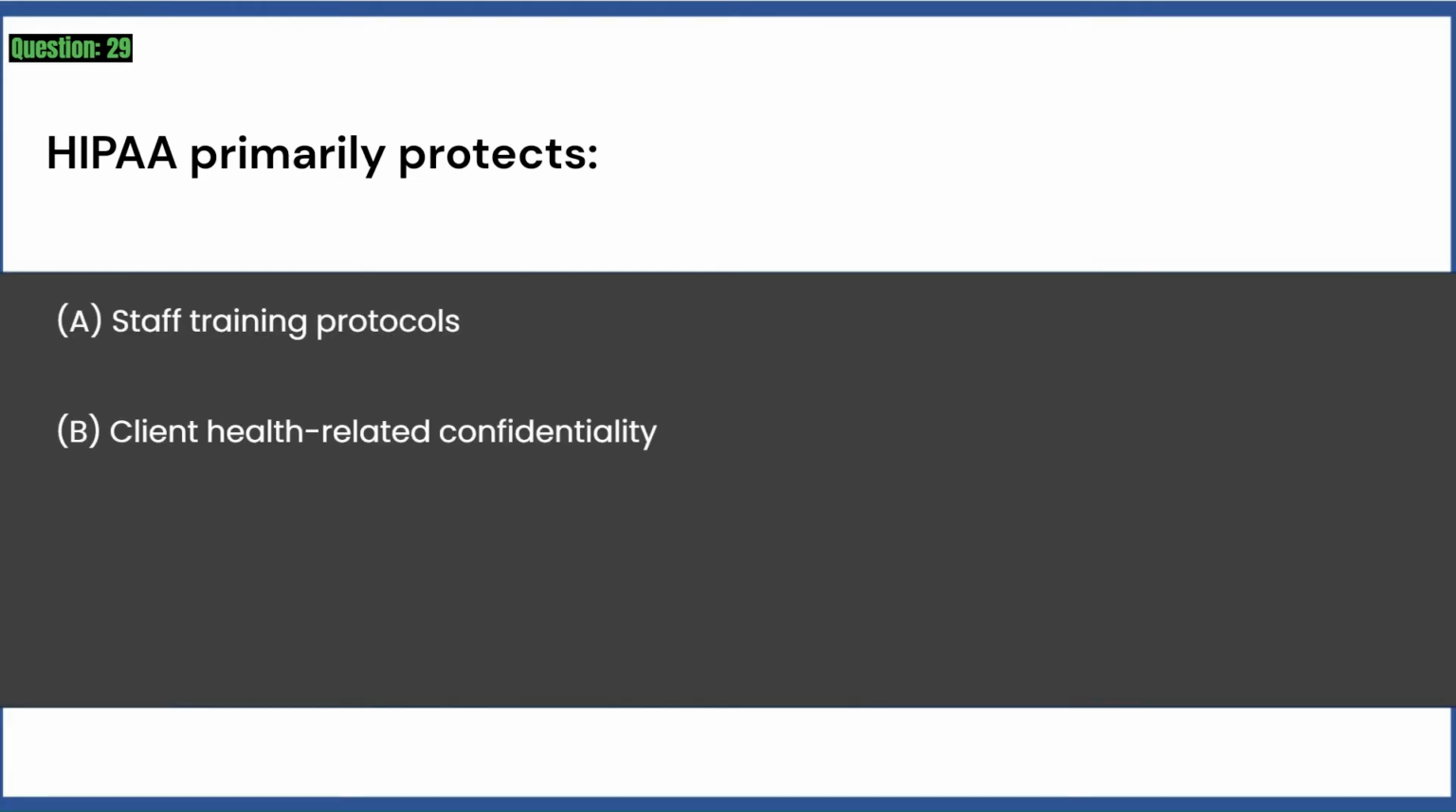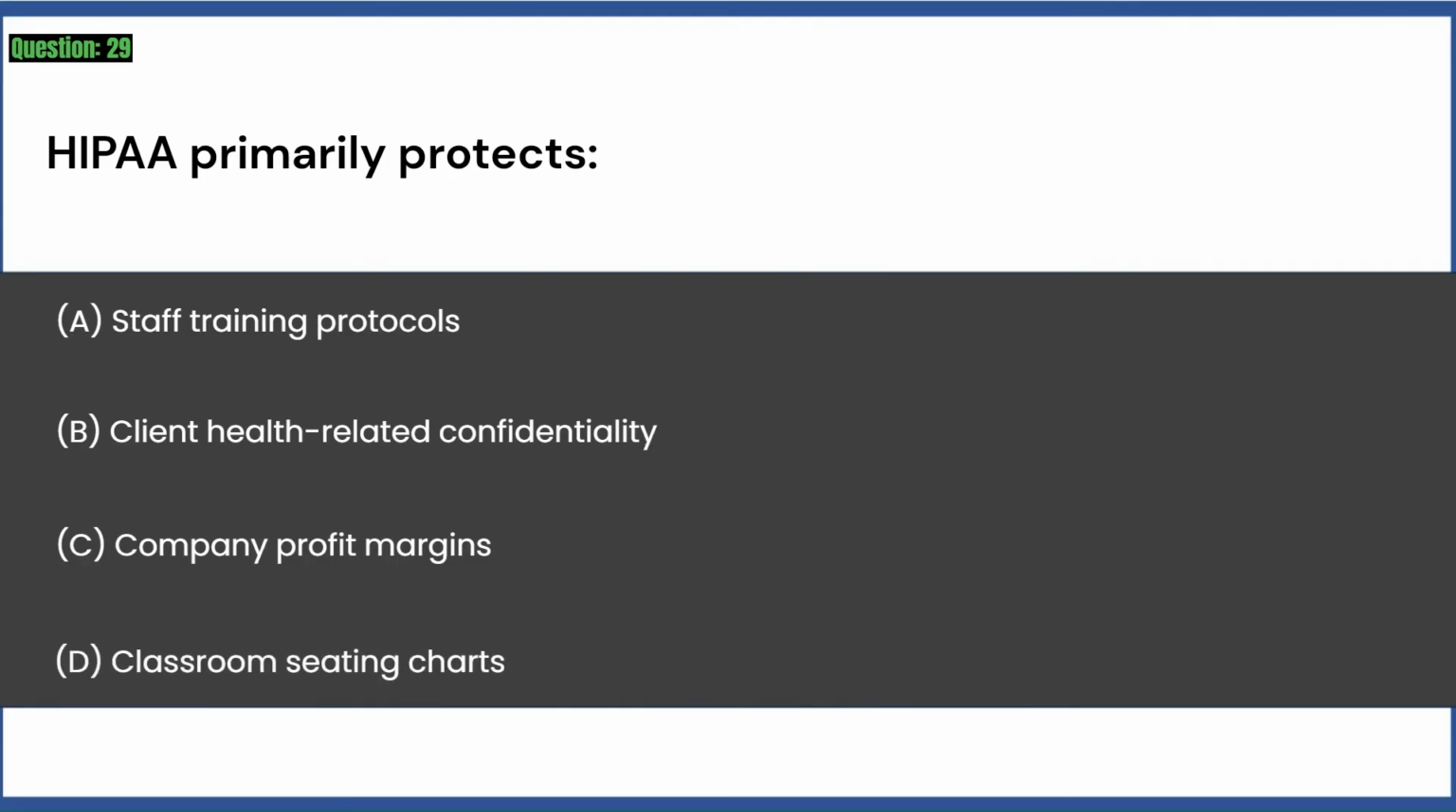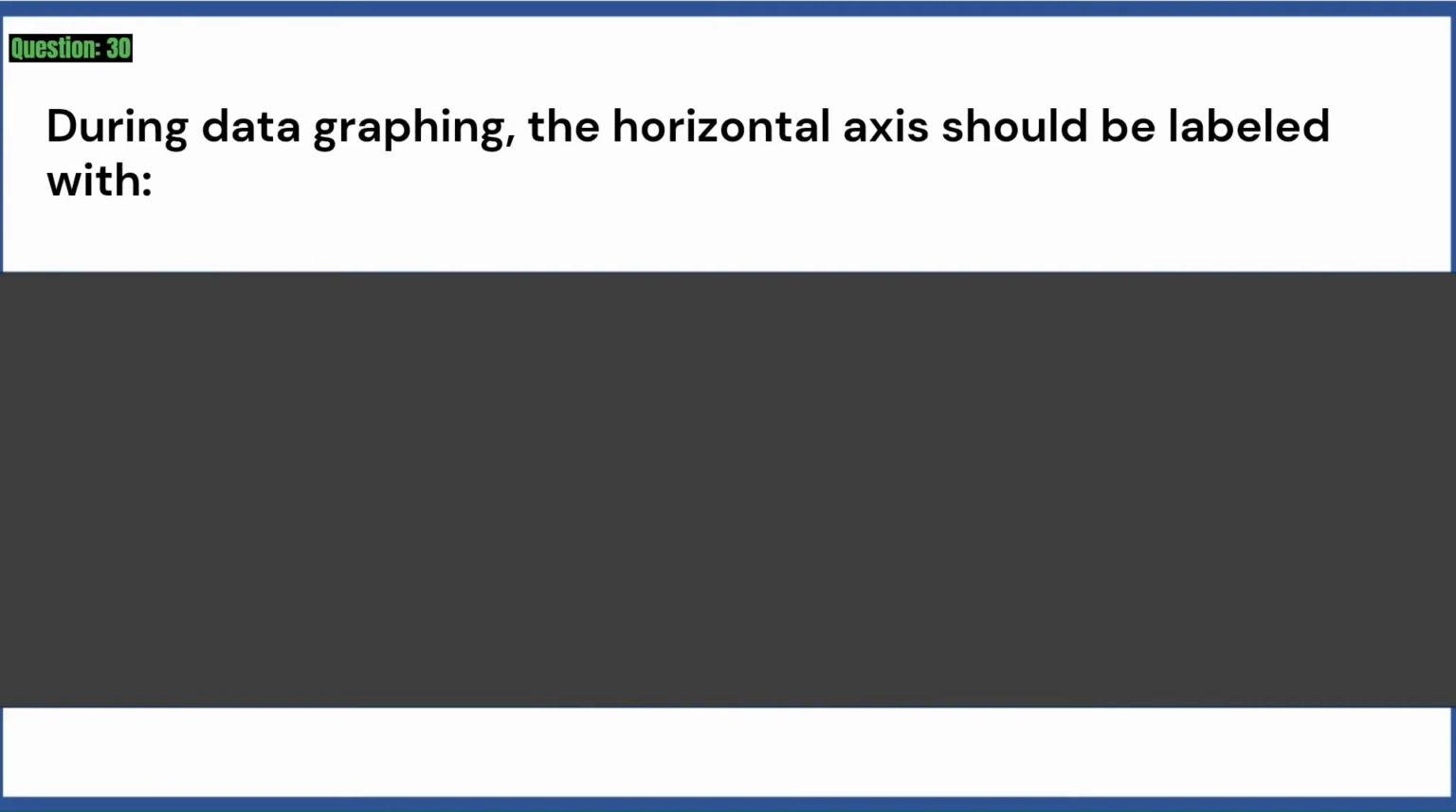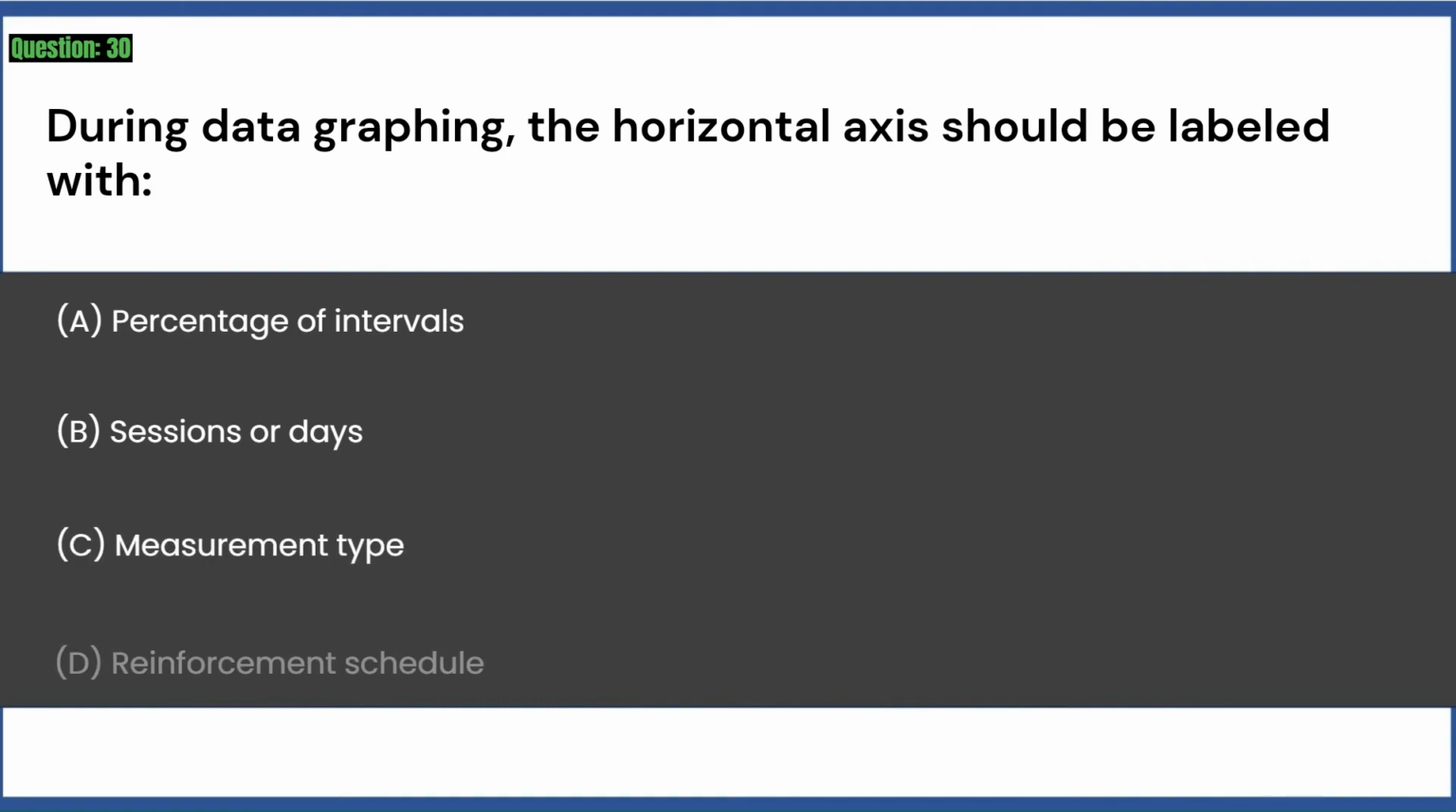HIPAA primarily protects A. Staff training protocols. B. Client health-related confidentiality. C. Company profit margins. D. Classroom seating charts. Answer, B. Client health-related confidentiality. During data graphing, the horizontal axis should be labeled with A. Percentage of intervals. B. Sessions or days. C. Measurement type. D. Reinforcement schedule. Answer B. Sessions or days.